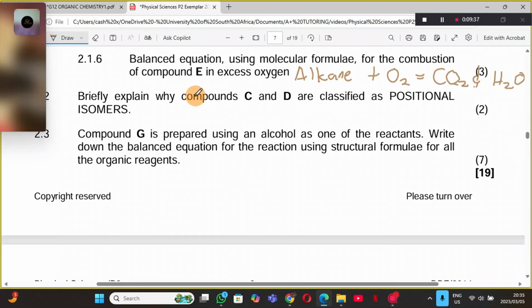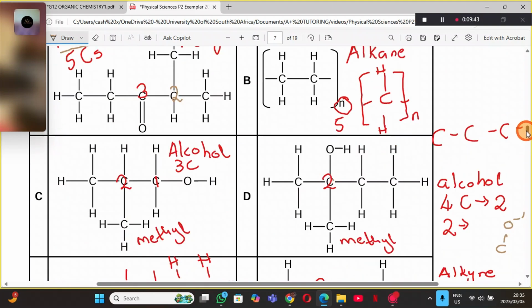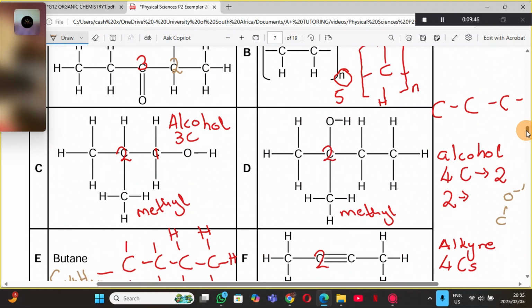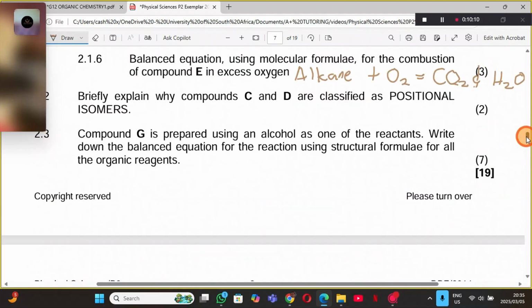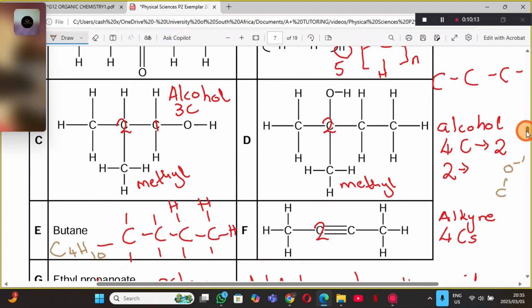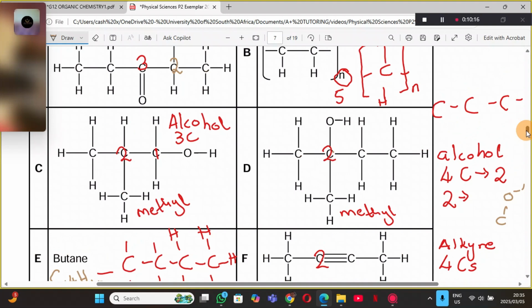So briefly explain why compounds C and D are classified as positional isomers. What would you say? They told you already which ones are isomers. Now you have to explain why. Let's see why C and D are positional isomers. Do I have to talk about positional isomers? Of which in this case I would battle with them as well, because these are not positional isomers.